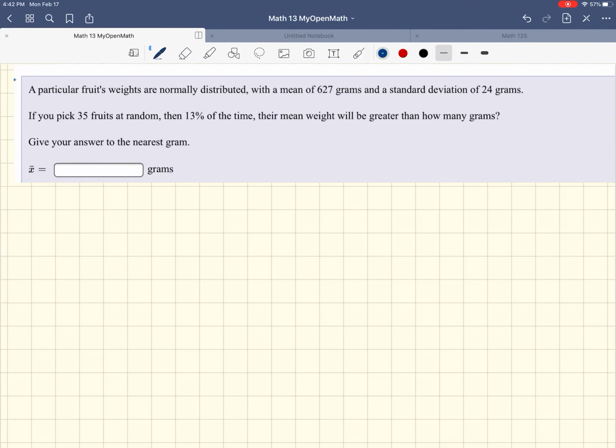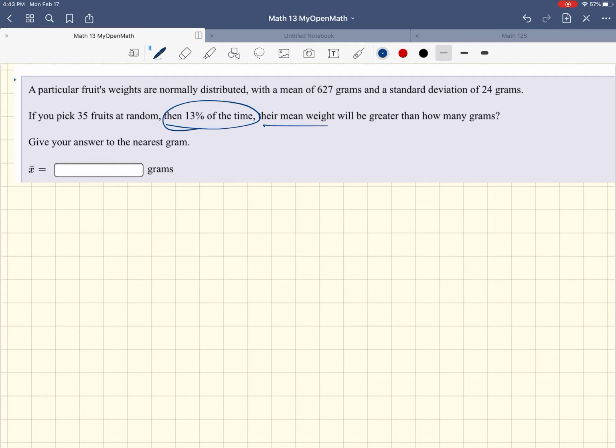A particular fruit's weights are normally distributed with a mean of 627 grams and a standard deviation of 24 grams. If you pick 35 fruits at random, then 13% of the time their mean weight will be greater than how many grams? I wanted to do this one because I think the wording is a little strange.